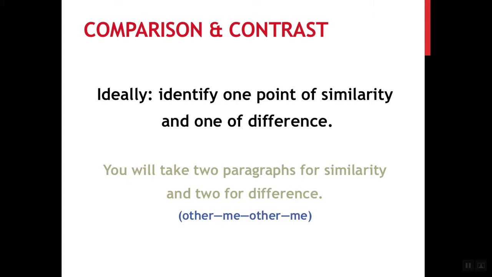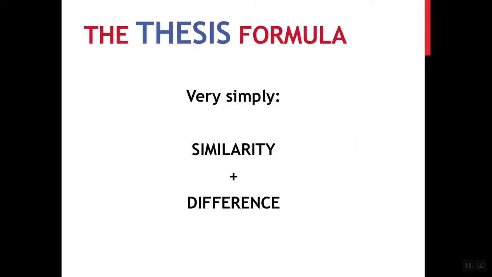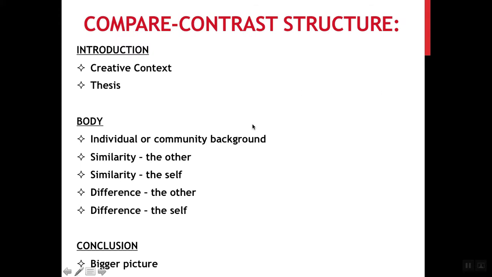As I've said here, and I already mentioned when we were discussing the thesis, the ideal is for you to identify one point of similarity and one of difference, and the basic structure that I'll come back to in the model in a moment is that you're going to take two paragraphs for similarity and two for difference, right? So if you look back at the way that I set this up visually, after the background, you're going to have similarity, similarity, difference, and difference, right?